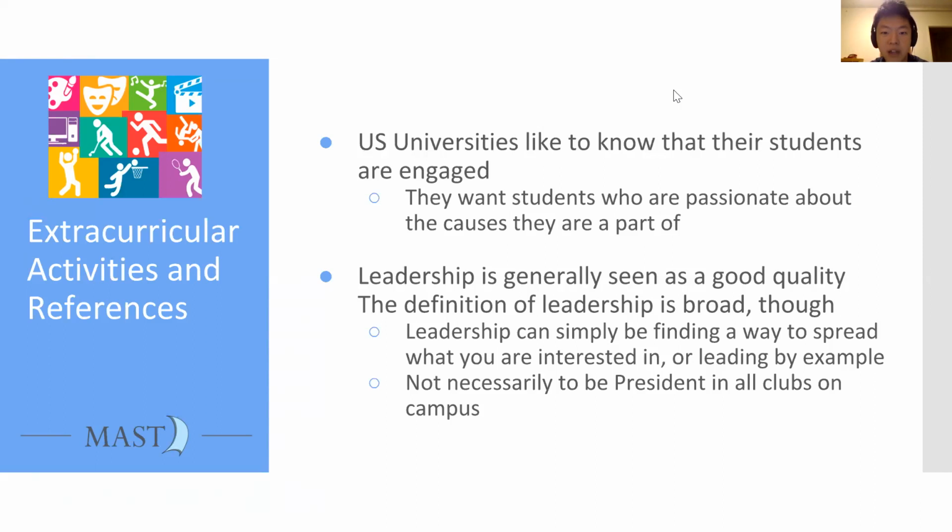So again, leadership doesn't have to mean that you have a title of president. Leadership means you have an idea of what the world should be, and you're going to show people why this deserves to be the way the world should be, or you're willing to show people why you're so passionate about it. Personally, for me, I did debating and MUN in high school.